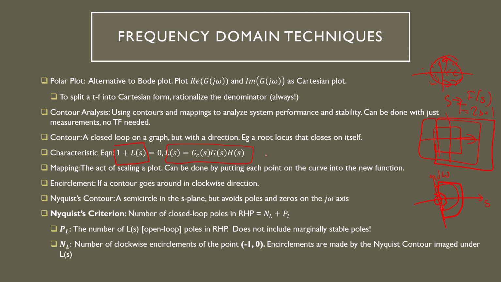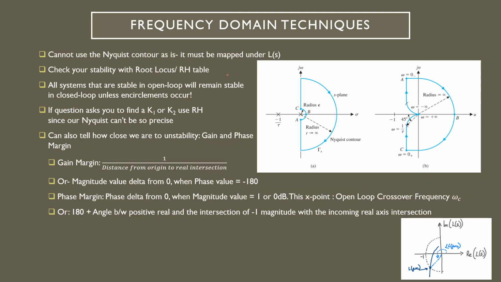L(s) is the one that I've shown here. And NL is the number of clockwise encirclements of the point -1, 0. Encirclements are made by the Nyquist contour image under L(s). Take the Nyquist contour, put every single point of it into L(s), get a new contour, I'll show that on the next slide, and check how many times that new contour circles the point -1, 0. That is NL.